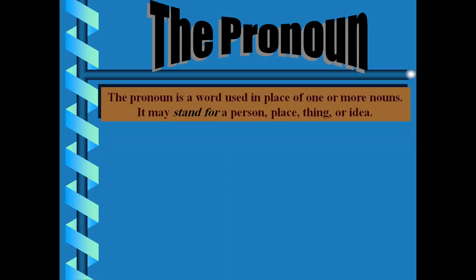Ali is playing tennis, you can delete or omit the subject or the noun Ali and write he instead of Ali. So the pronoun is a word used in place of one or more nouns. Instead of saying Ali is playing tennis, you can say he is playing tennis.